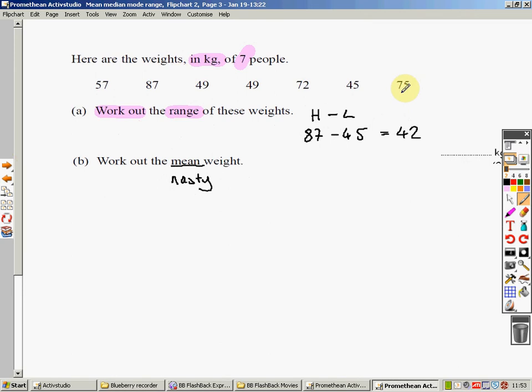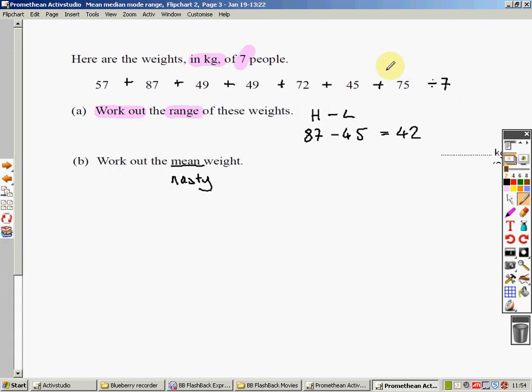57 plus 87 plus 49 plus 49 plus 72 plus 45 plus 75. Now I've typed all that into my calculator and it's written them down on my display. Now if I were to press divide by 7 now on my calculator, I would be incorrect because it would be adding up all of these numbers and then adding on about 10, because 75 divided by 7 is about 10. I need all of these numbers to be added up and then divided by 7.